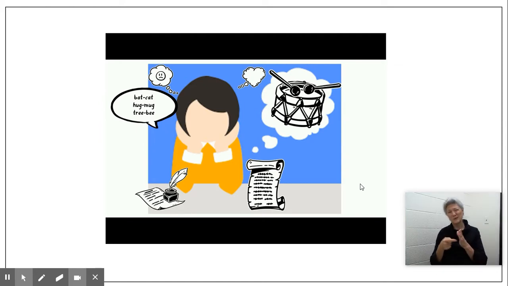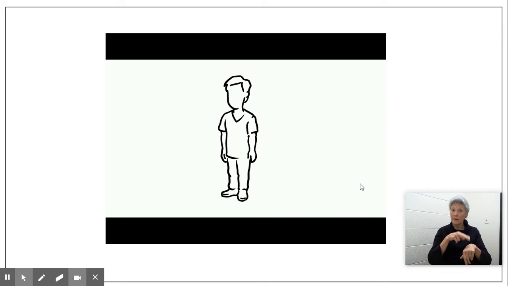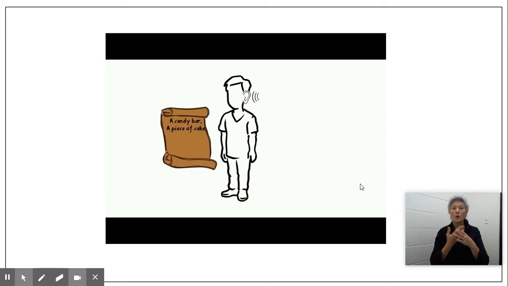Rhythm and rhyme are a part of many poems. Rhythm is the beat or sound pattern of a poem. Lots of poets use repetition and similar word sounds to create the beat or rhythm. Here's an example: a candy bar, a piece of cake, a lollipop, a chocolate shake.